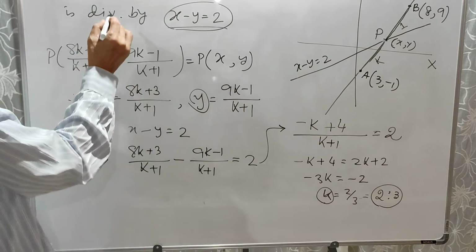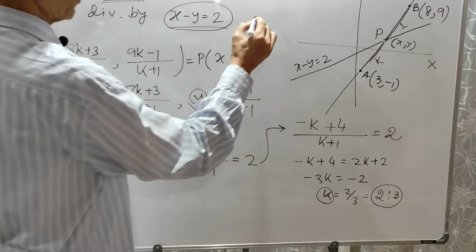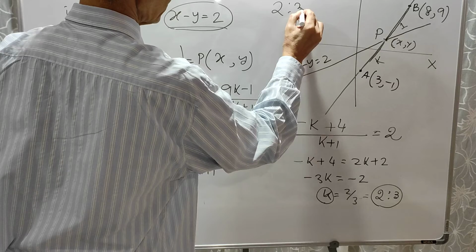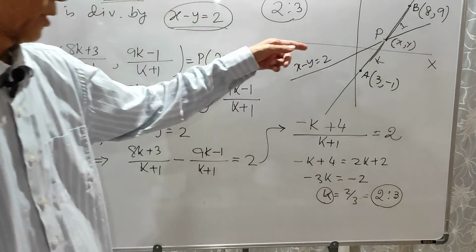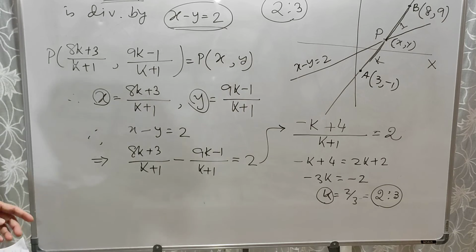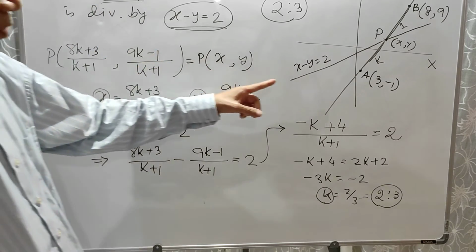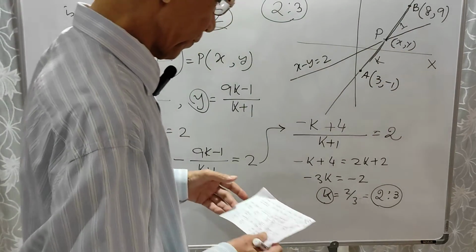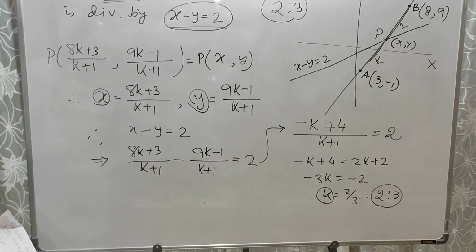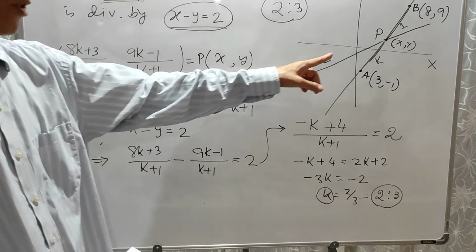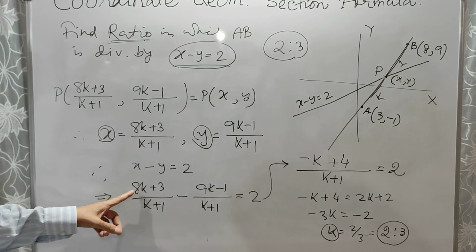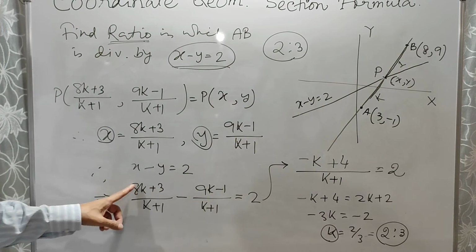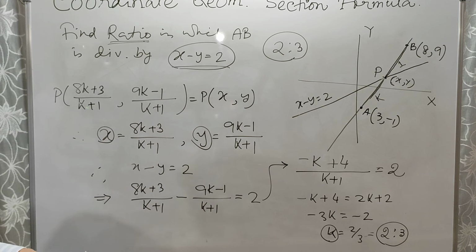So find the ratio. What ratio did we get now? The answer is 2 is to 3. So for find the ratio, we got the answer. If you have to find the coordinates of this point, then here you will put the value of k, which you got as 2 by 3, and find it out.